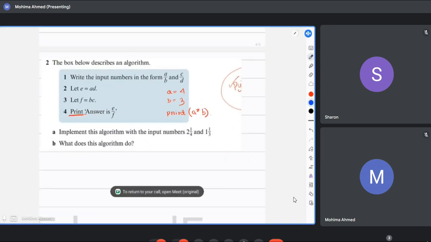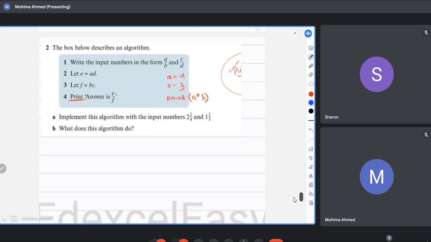As I was saying, the first thing your compiler has to do is convert these mixed fractions into improper fractions, right? This is going to be 9 by 4, and 1 1 by 3 is going to be 4 by 3. These are your 4 numbers.